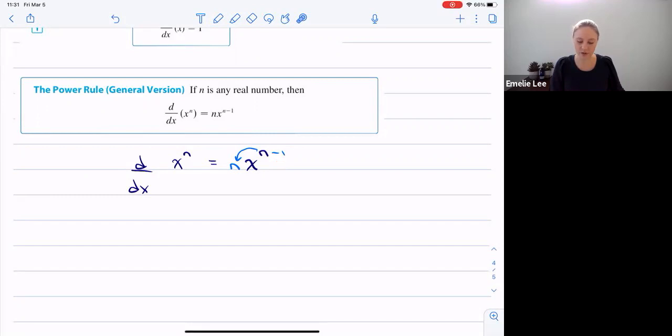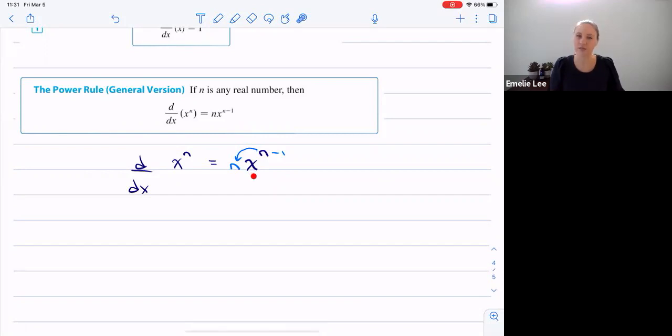And that's true for any real number. So n can be negative. You still have to subtract 1, and we'll see a couple of examples. But that one's going to be really important. And once you've done a few, it's like, oh, okay, I see.